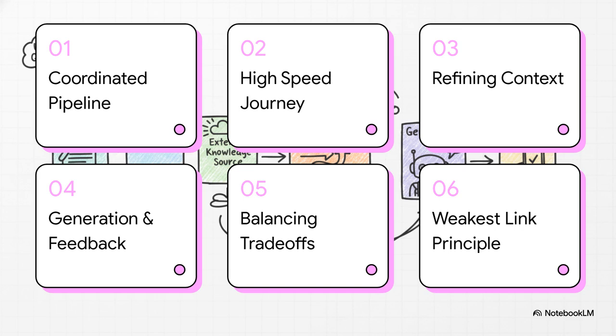All right, here is our roadmap for today. Section 1, RAG is a coordinated pipeline. Section 2, the query's high-speed journey. Section 3, refining context and ranking. Section 4, generation and continuous feedback. Section 5, balancing production system trade-offs. And finally, Section 6, the weakest link principle. Think of this outline as the architectural blueprint for a very high-speed roller coaster ride through a complex information space.